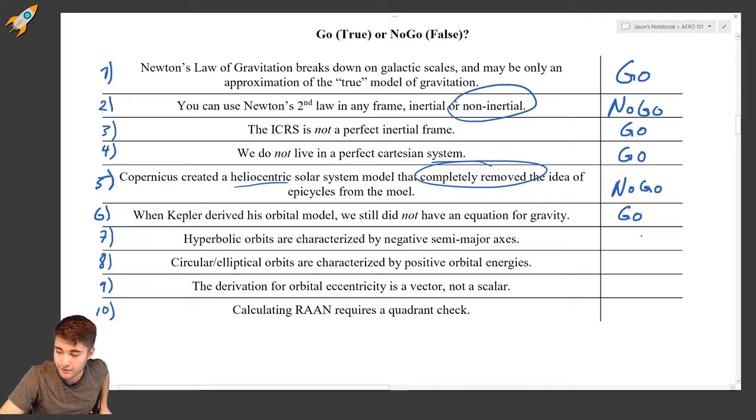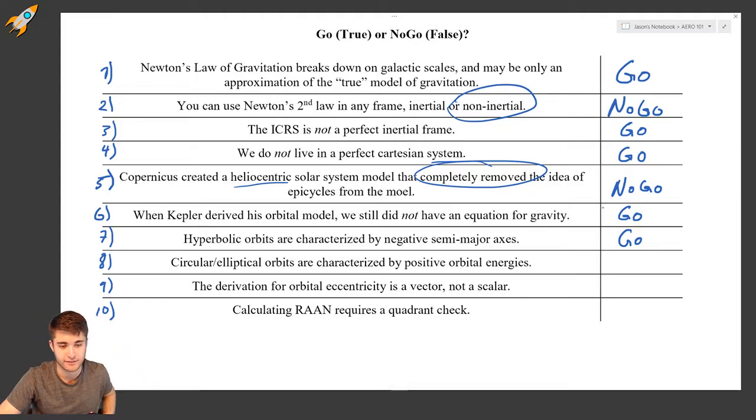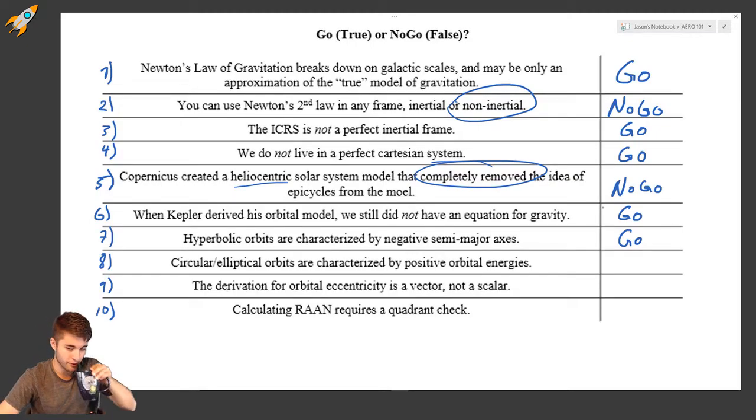Hyperbolic orbits are characterized by negative semi-major axes. The semi-major axis of a parabola is characterized to be infinite. It's a slight difference, but the semi-major axis of a parabola is characterized to be infinite. Okay, so moving on.